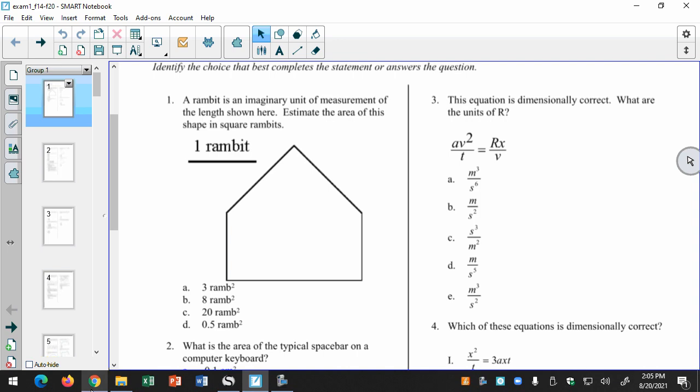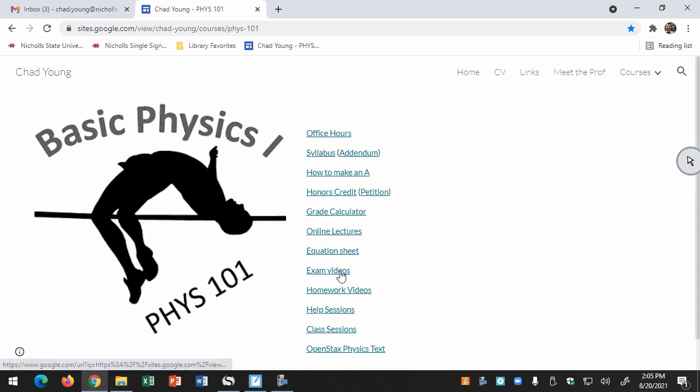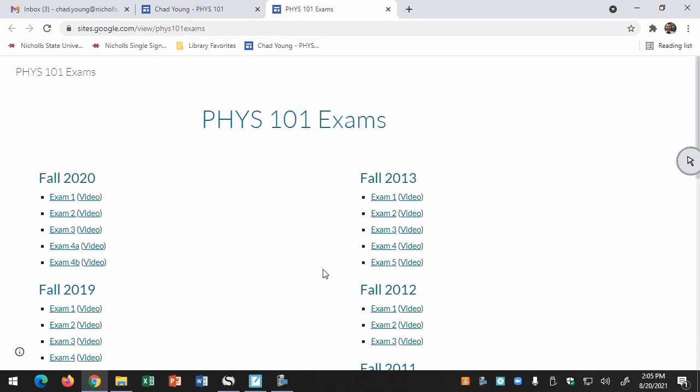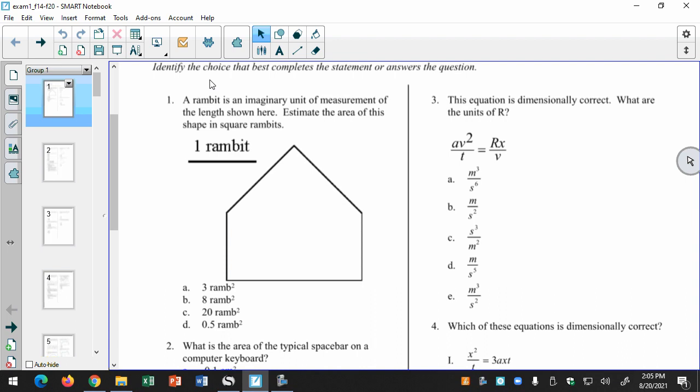Oh, and also these, just to remind you, these are all on the website right here under Physics 101 exams. Great place for you to practice with for your quiz next week on Wednesday. Only chapter 1 on that quiz. And there are the PDFs and then also solutions to those. So let's do number 1 and number 2.